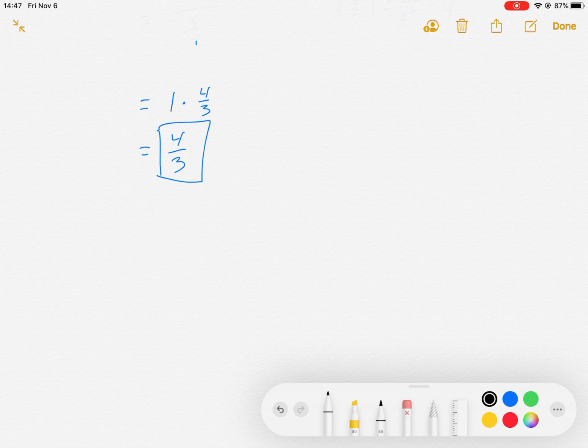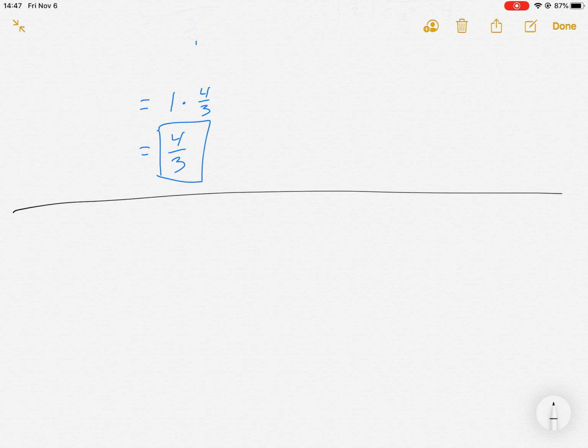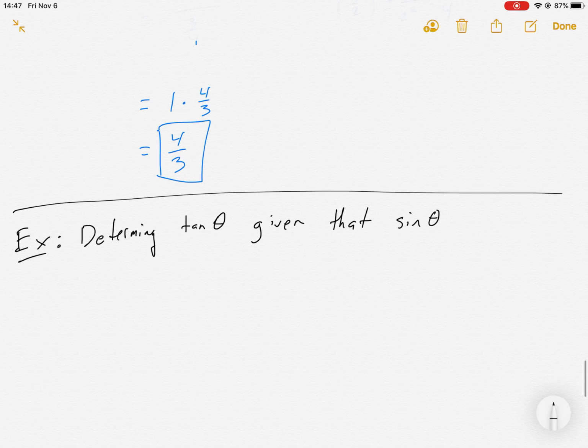Okay, let's try another one. I feel like I haven't done enough tangent examples. Let's try another one out. Let's do determine tangent of 2 theta given that sine of theta equals 1/2.